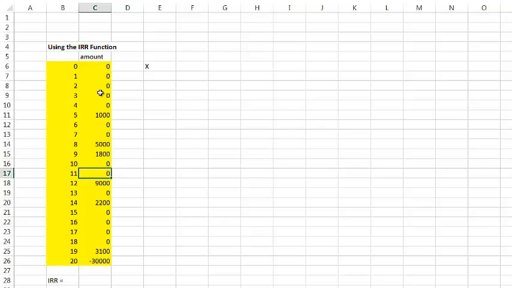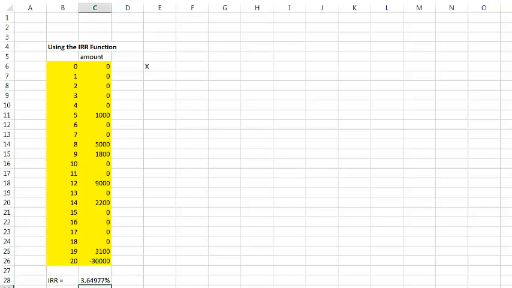So we assume that all of these payments go into the account, so they're all positive numbers, and at the end we take out $30,000. So that has to be a negative number. So the IRR function just says, okay, just give me a list of all the payments equally spaced, including the final withdrawal. You can put in a guess if you like, so we'll do the same as before. We'll say the guess is 5%.